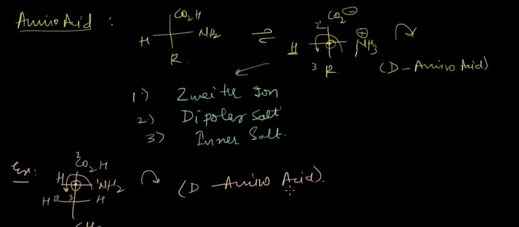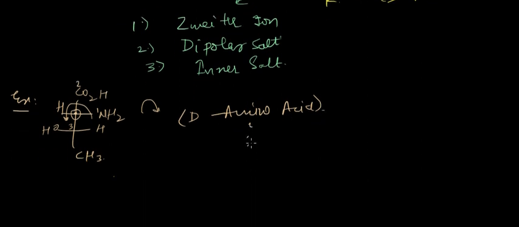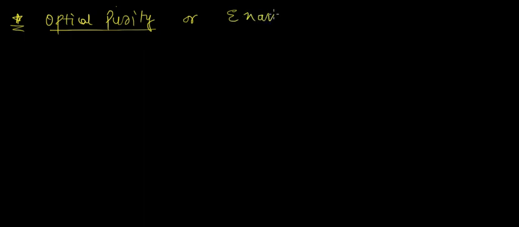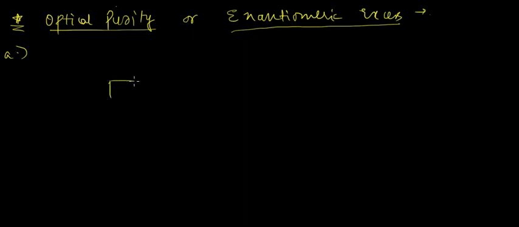Okay, so now let's move on to optical purity or enantiomeric excess. Next topic is optical purity. It is also known as enantiomeric excess. So let's say we have a mixture in which we have 4 gram dextrorotatory compound and 6 gram levorotatory compound. What would be the optical purity for this?